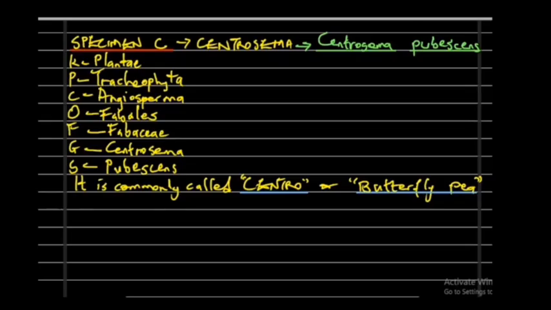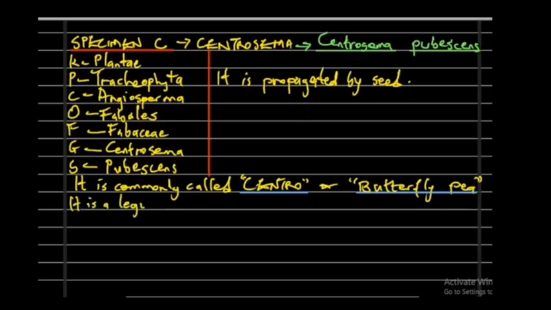I said earlier on that it is propagated by seed. Yes, it is very essential that we know that it is propagated by seed. It is a legume which is cultivated for forage for livestock. The Centrosema pubescens is a legume cultivated as forage for livestock. That is why we particularly rear this crop.